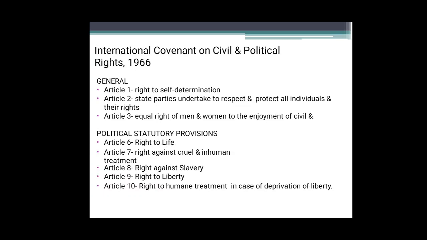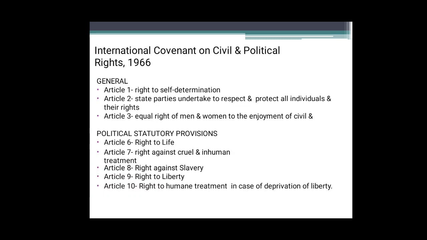So the International Covenant on Civil and Political Rights in 1966. In general there are three articles: the right to self determination. Next, state parties undertake to respect and protect all individuals and their rights. Equal rights of men and women to the enjoyment of civil and political statutory provisions.